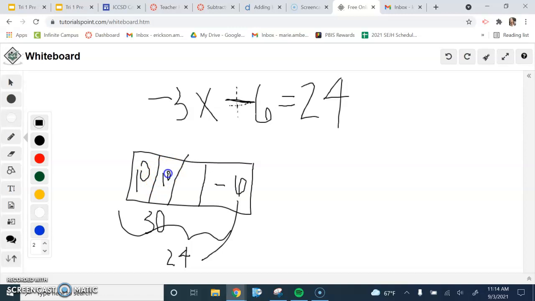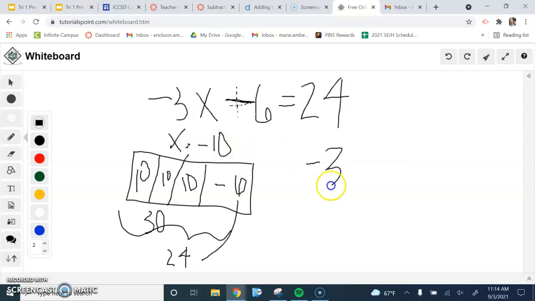But remember, our negative means the opposite. So x is worth negative 10. That negative 3 was saying do the opposite of whatever your x value is. And so we would get x equals negative 10.